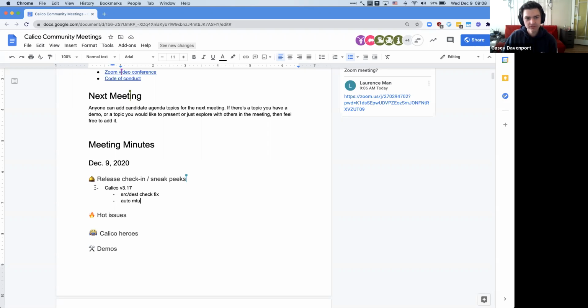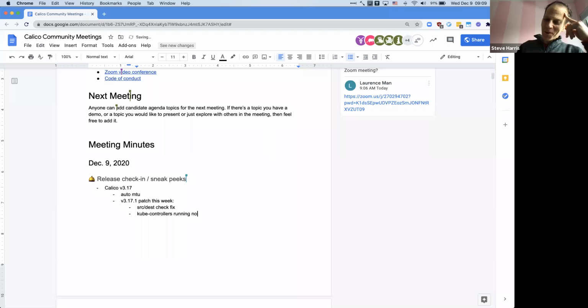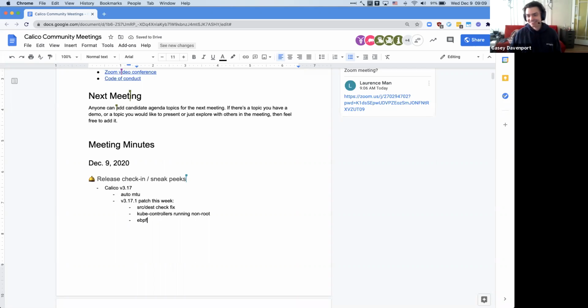We are planning on doing a 3.17.1. I am hoping to cut that probably tomorrow is the way it's looking, but definitely this week. And that has a few bug fixes in it, including the source destination readiness check fix. Actually, all of these, Steve, are ones that you're related to. So the readiness check fix, the kube-controllers running as non-root by default fix, and the eBPF node port for host network pods fix should all be in that patch release. Yeah, the last one, there might still be a problem with it. Figure it out. Well, we may need to do a 3.17.2 for that then. We'll see how quickly Sean can type.